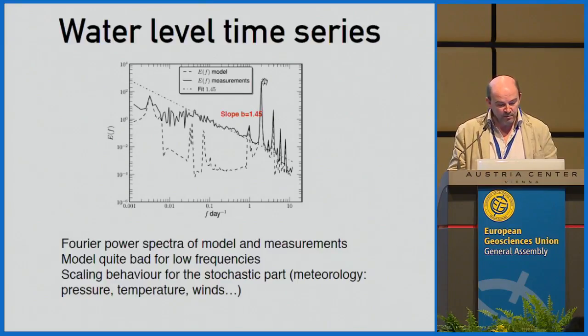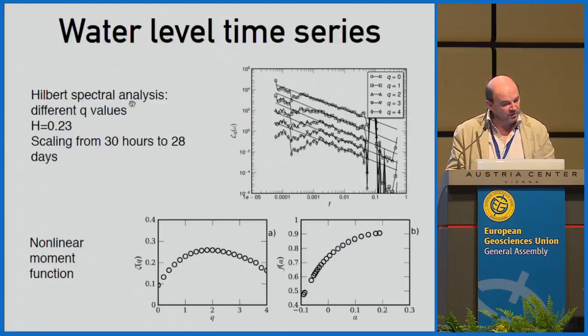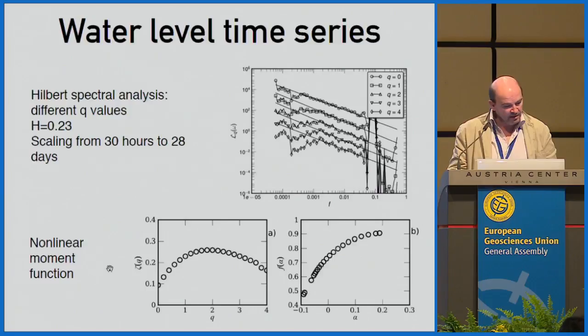So with a very high peak we have here, it's not easy to extract and to characterize the stochastic part. And the structure function, of course, cannot work. Using the Hilbert method, we could extract the different moments scaling here and then extract the non-linear moment function, which is a classical zeta of q function, which is here nicely non-linear.